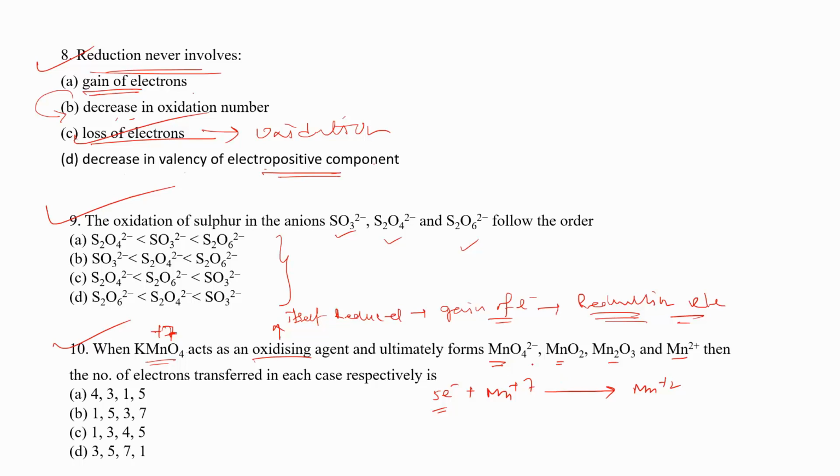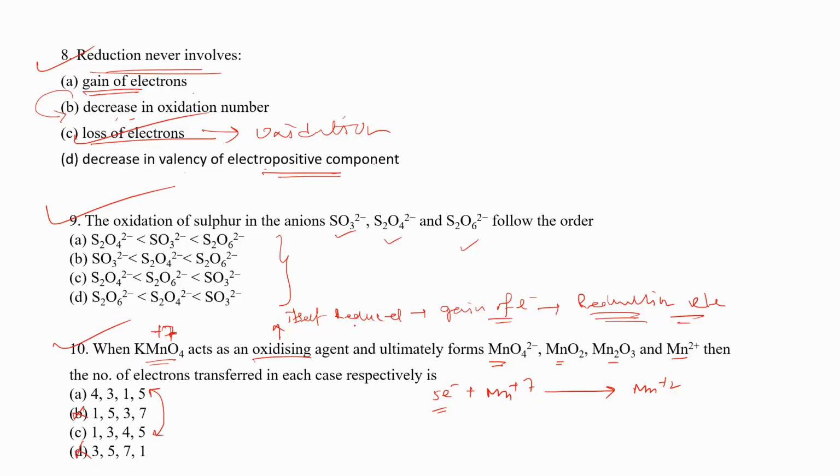Because there are 7 valency cells here and 2 valency cells there. If I give 5 electrons, then manganese will have +2, so the charge is balanced. So when it goes from +7 to manganese +2, the number of electrons transferred is 5. So that will not be the answer, but the one between them will be the answer.